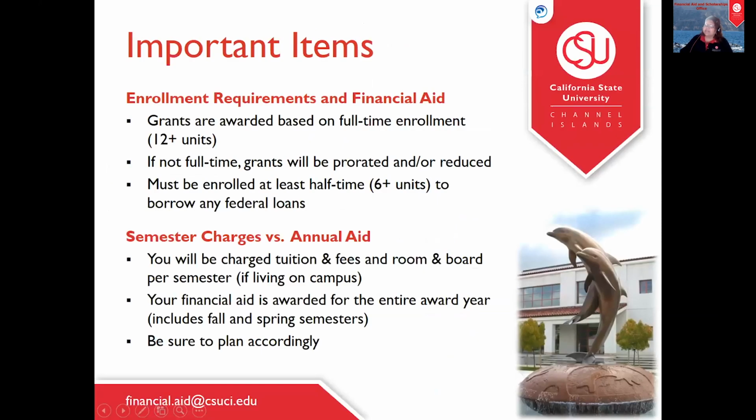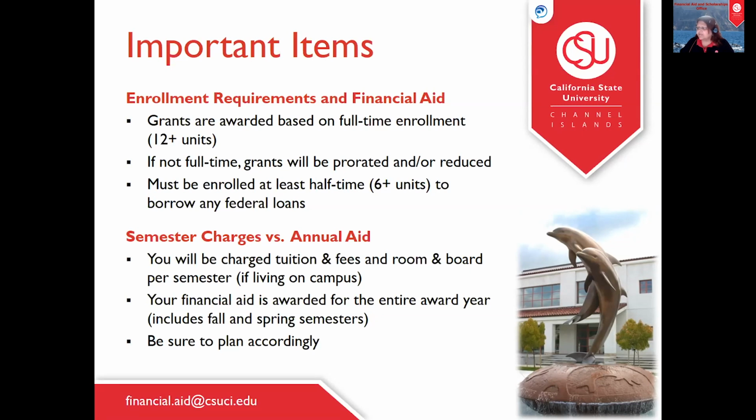Some important items: enrollment requirement and financial aid. So grants are awarded based on full-time enrollment, meaning that if you're planning to be in 9 units, they will be prorated. If you're not full-time, they're going to be reduced possibly. And you'll be able to see that on our website in terms of what grants mean what. Most must be enrolled in at least half time to borrow any federal loans, meaning that if you're in at least 6 units, you should be okay for your loans.